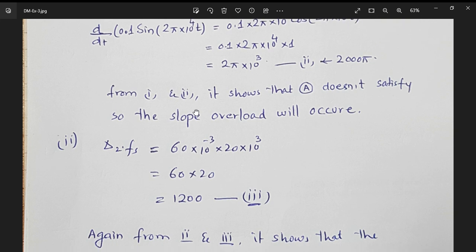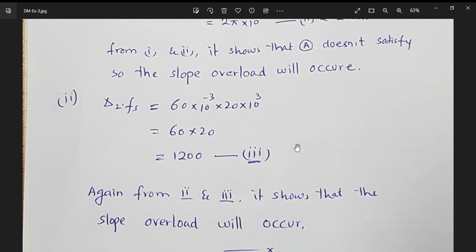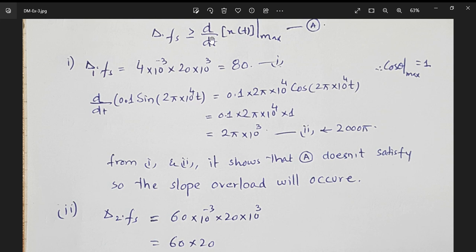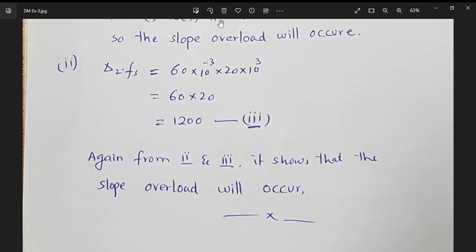So let's discuss the second step. The delta step size was different, which was 60 millivolt, so 60 times 10 to the power minus 3. Fs is 20 kilohertz, so the answer is 1200. But you can see the right hand side was 2000 pi. So again, you can see from 2 and 3 that this condition does not satisfy. So again, the slope overload will occur.